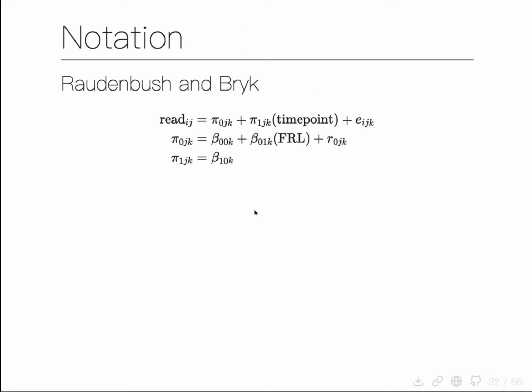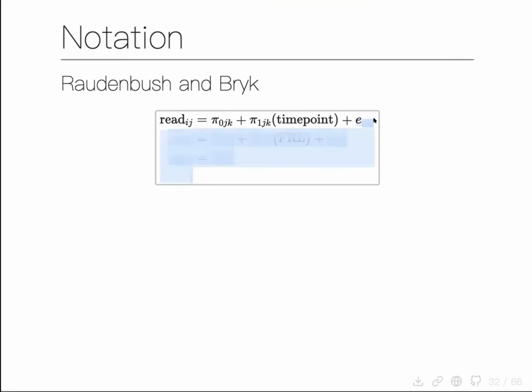I want to talk just a little bit about what this looks like in notation. In week 4, we will talk quite a bit more about different notation. But this is the notation that I'm expecting most of you are familiar with, the Raudenbush and Bryk notation. This would say reading at time point i for student j is modeled by an intercept plus time point at level 1, and then some residual error variance.